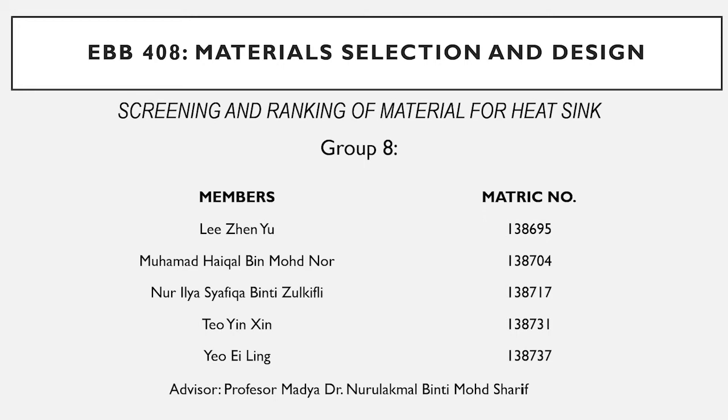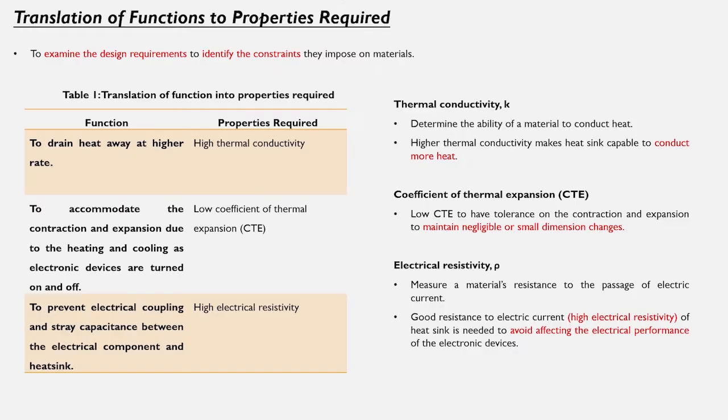This is Group 8 presentation on the screening and ranking stage of the material for heat sink. For the function of heat sink, a higher thermal conductivity of material is desired as it is able to drain more heat away from the high power processing chip.